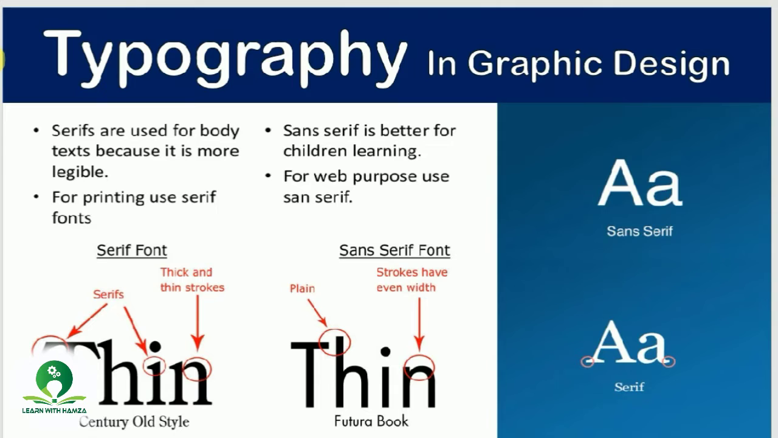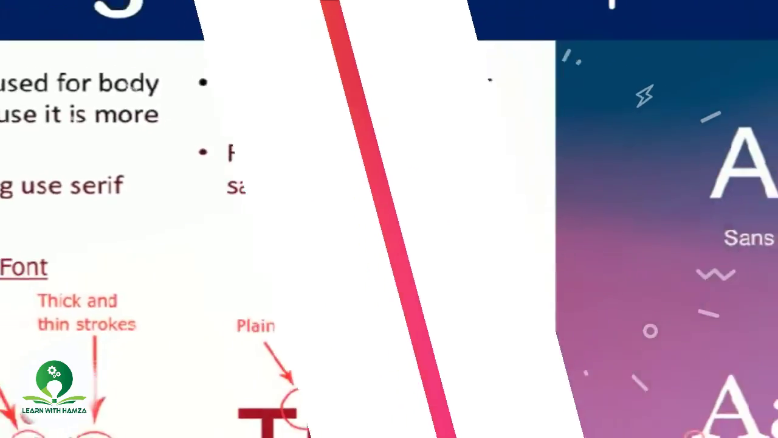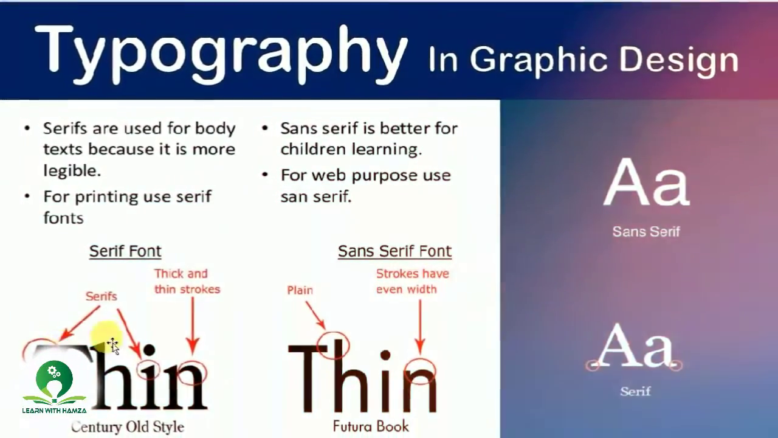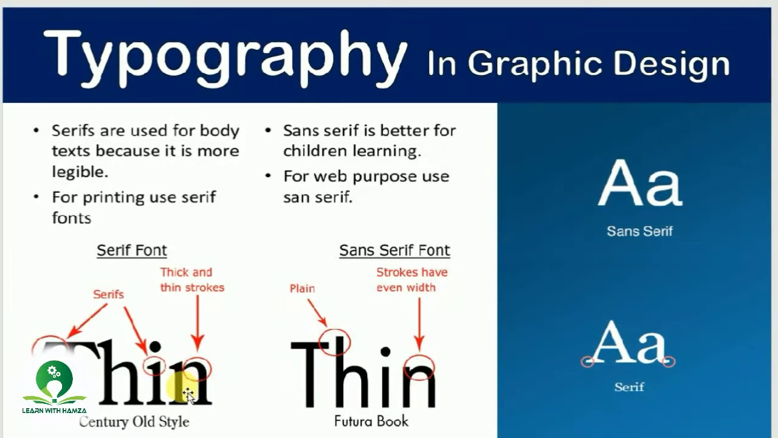Serifs means lines, and serif fonts are basically those fonts that are used as body text, and mostly for printing purposes we use serif fonts. You can see here that serif fonts have thin and thick strokes, with slightly smaller lines at the edges at the end of their strokes. You can see that here it is a thin stroke while here it is a thick stroke. Similarly, you can see there are smaller lines at the edges.